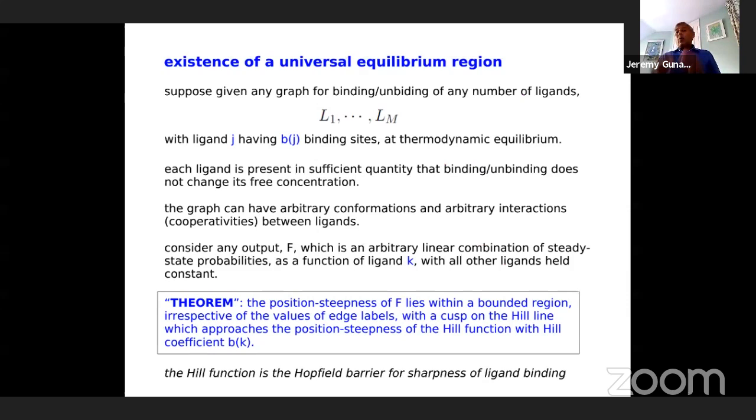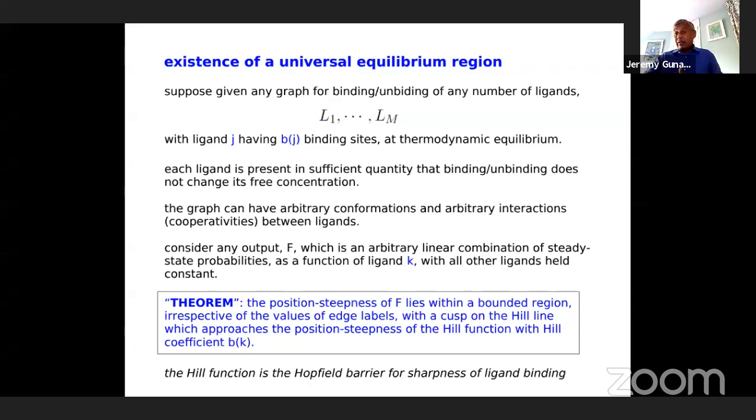Let me try and unwrap the theorem here. So what this is saying is, imagine that we had a graph that was describing the complexity of gene regulation here, and it allowed for all the things that I've just talked about. It allowed for the presence of mediator, it allowed for chromatin, it allowed for the fact that a mediator could have multiple conformations, it would allow for any of the other factors that are involved to have their own conformations, and it could have many, many ligands, including the one of interest, but also many others which were binding at their own sites.